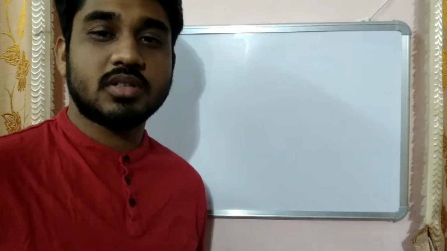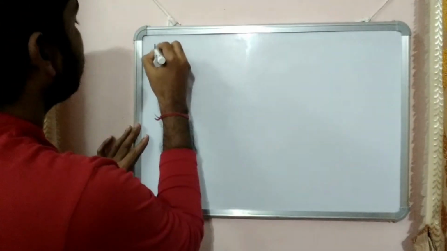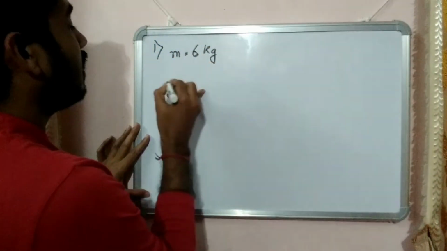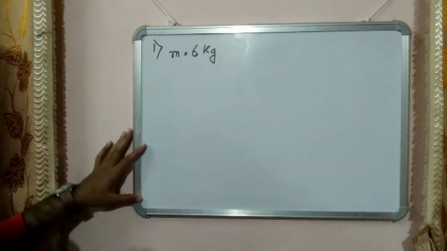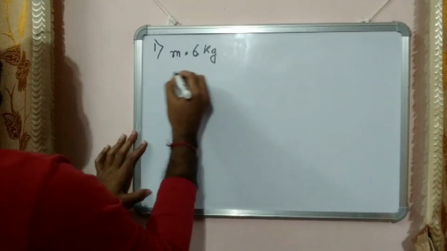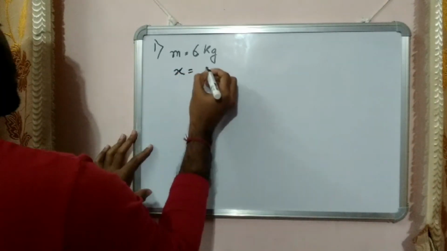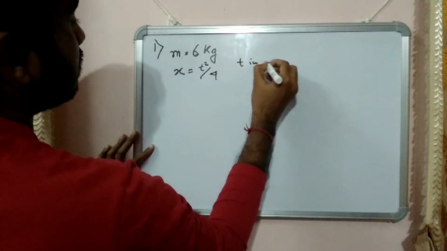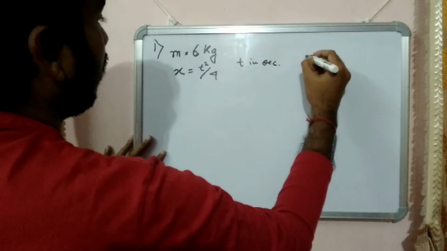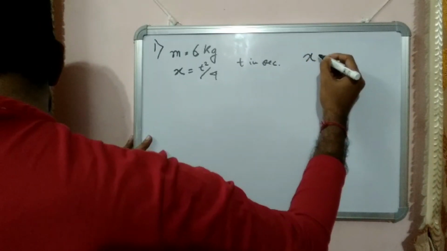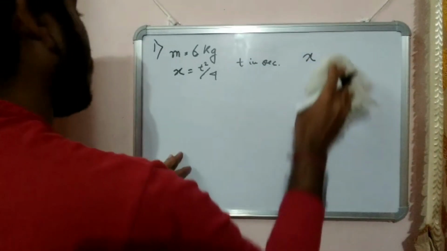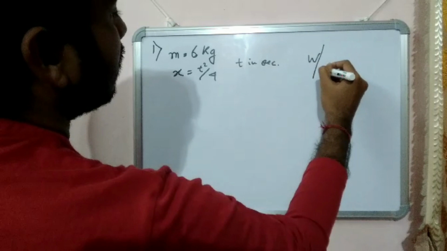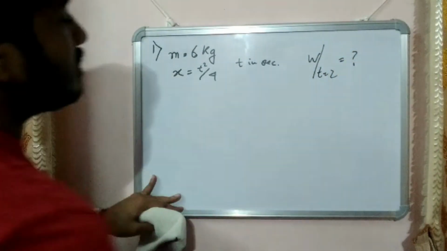So in our first question, it is given that the mass of the body is 6 kg, and it is displaced by an amount x equal to t square by 4, with t in seconds. What is the work done in 2 seconds? This is our question.